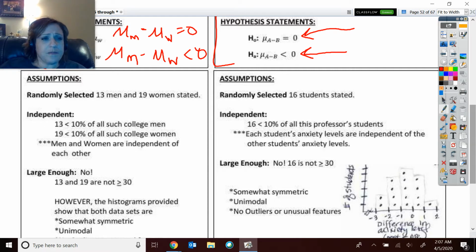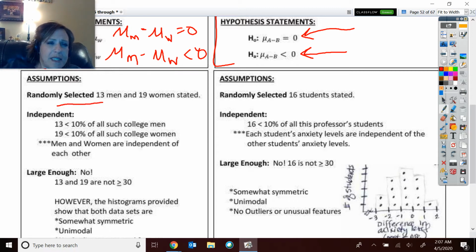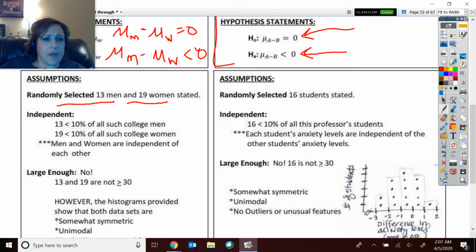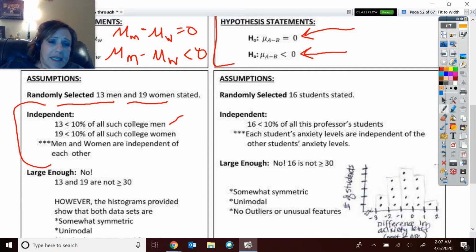So on the left, where we had 2 means, we talk about both means. We had randomly selected 13 men and 19 women, as was stated. Independent: n is less than 10% of the population for both groups. So 13 is less than 10% of all such college men, and 19 is less than 10% of all such college women.